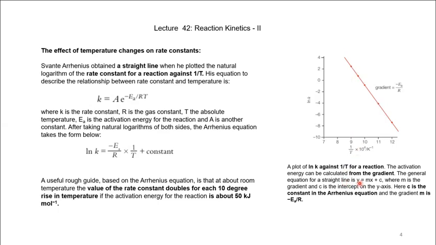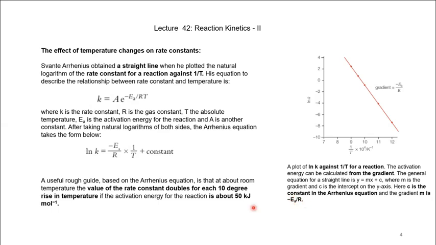And for this straight line, we know very well that y = mx + c is the general equation for a straight line. And from there, we can get the gradient. Gradient is equal to minus EA by R. And then ln A is a constant, R is a constant, and the gradient m is equal to minus EA by R. EA is the activation energy, as I say.